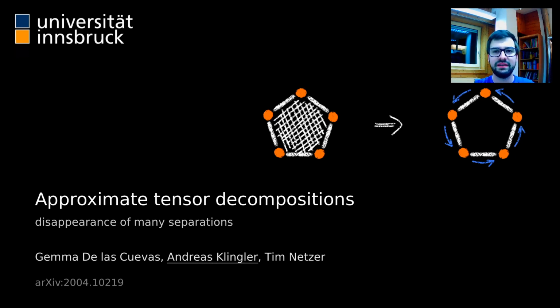In this work, we have studied different notions of approximate tensor decompositions. And what we have shown was that allowing for some approximation error in your tensor decomposition can lead to profound differences in the complexity of representing a given tensor.